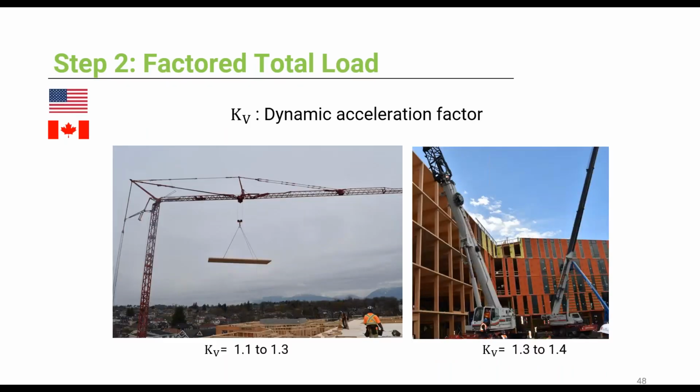The dynamic acceleration factor should be approved by a licensed design professional. For example, for a fixed crane, the kV factor ranges between 1.1 and 1.3. And for a mobile crane, the factor is between 1.3 and 1.4. There are other situations that require a higher kV factor, like moving in rough terrain. Now, an off-the-record tip: we don't really recommend lifting heavy panels with forklifts, and it's partly because the kV factor here will be really high.